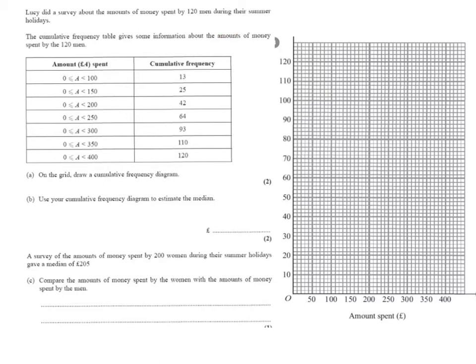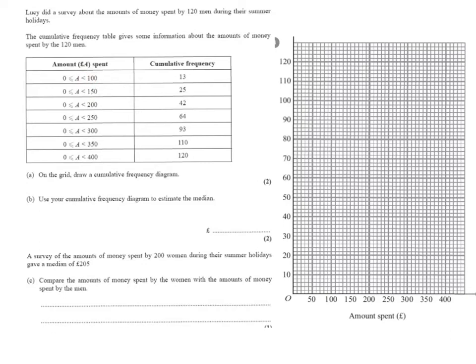So notice that the end of the table comes to 120. So we have 13 men spending up to £100, 25 spending up to 150, so that includes that 13. So it's from 0 up to the end point of the interval, so 42 men up to 200, of which 25 up to 150, of which 13 up to 100, and so on.